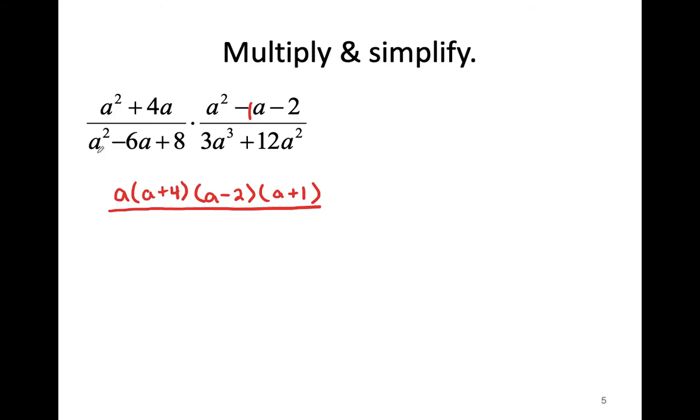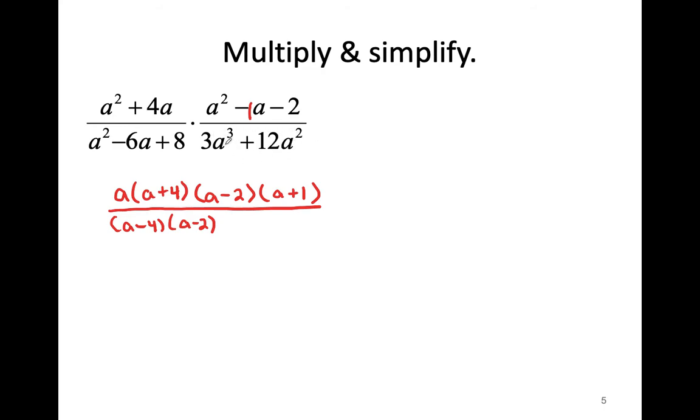Let's go to our denominator now. So again, we're going to completely factor. So I look at a squared minus 6a plus 8. So as I take a look at that, I have 8 that's positive, but my middle term is negative. So both of these factors are going to have to be negative in order to give me a negative 6. So what are numbers that multiply to give me 8 and add to give me 6? Well, that would be 4 and 2, right? But they are going to be negative. So it's a minus 4 and a minus 2. Okay.